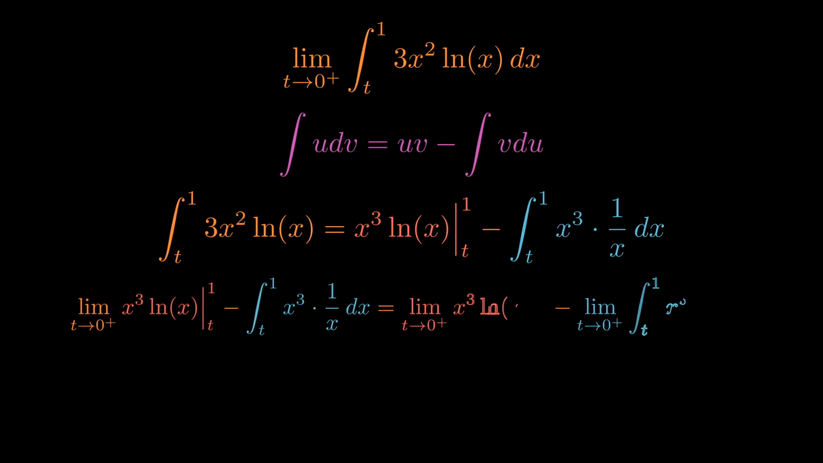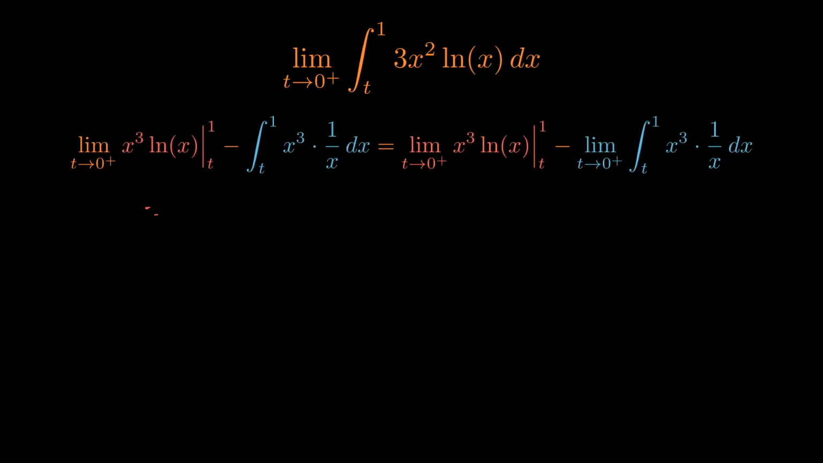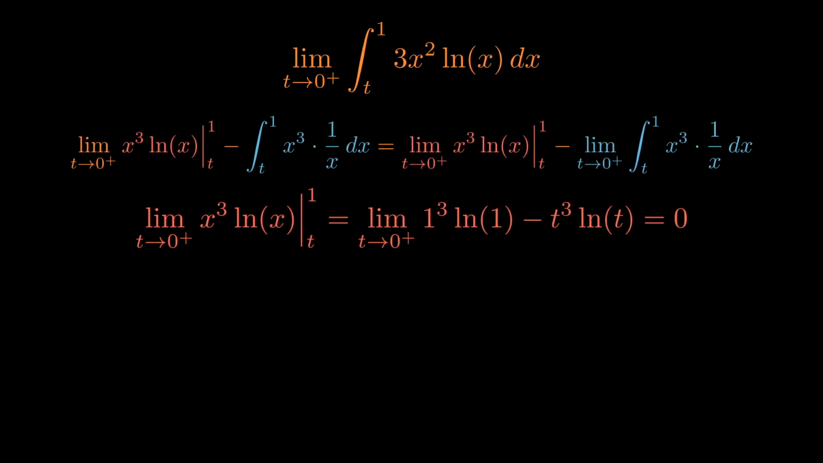So then, let's find the limit as t approaches 0 from the right-hand side of x to the power of 3 times the natural log of x from t to 1. So we simply substitute in 1 and t into this expression to get 1 times the natural log of 1 minus t cubed times the natural log of t. And we can find that this becomes 0 because the natural log of 1 is 0, and when we substitute in 0 for t cubed, we get 0. So this whole expression becomes 0.